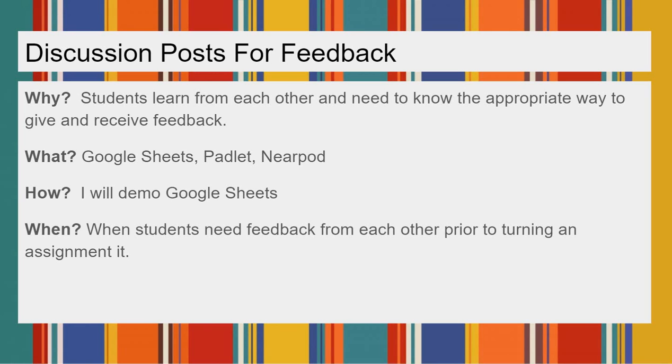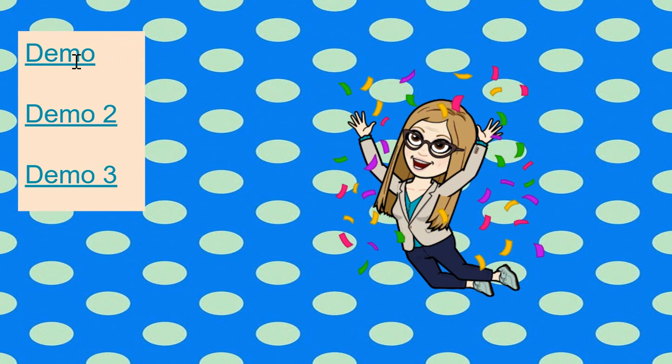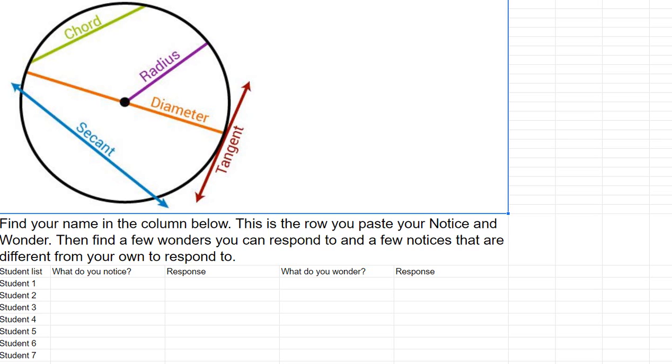You could do this with Google Sheets, Padlet, or Nearpod. I, however, am going to demo Google Sheets. So let's look at some demos. Using a Google Sheet, assigning students to a row that they're going to type in and giving them prompts to work with, okay? So this way I can see in real time while students type into these different cells.